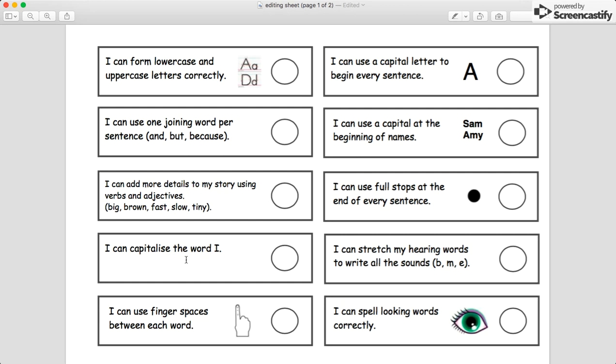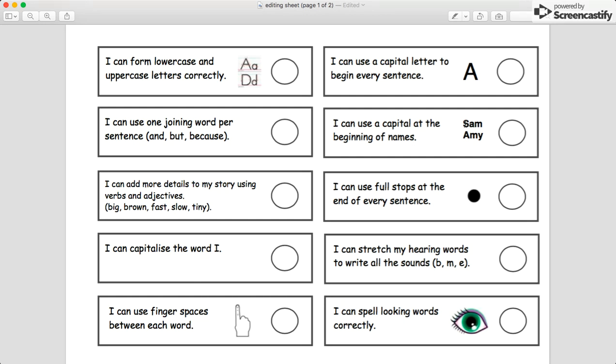I can capitalize the word I. Just remember that I, when used as a word, needs to be capital. Once you've checked those, fixed up the words you need to, tick the circle. I can use finger spaces between each word. Again, check and tick. I can use a capital letter to begin every sentence. Check, tick.